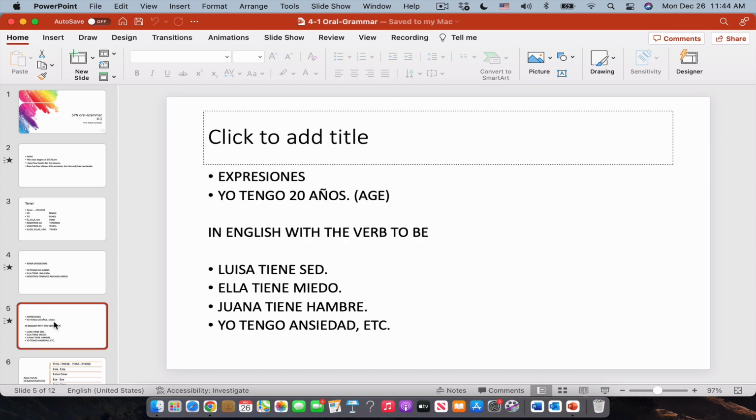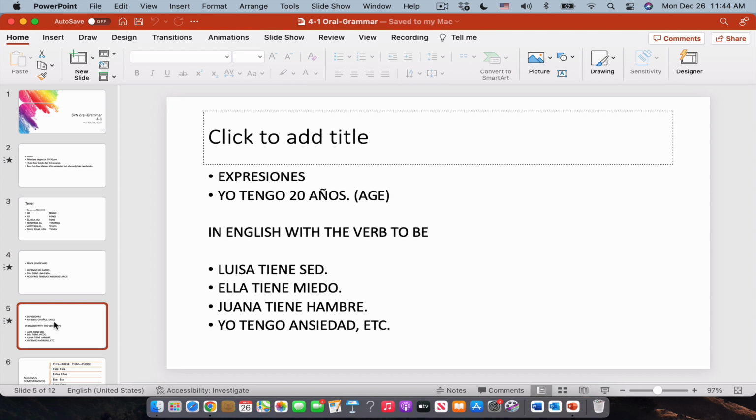And also, tener sometimes means expressions, like for example, I am 20 years old. Well, in English you say the verb I am, but in Spanish, we don't say yo soy. You have to use tener in that kind of situation. So you have to say yo tengo 20 años, or yo tengo 30 años, or ella tiene 15 años, ¿no?